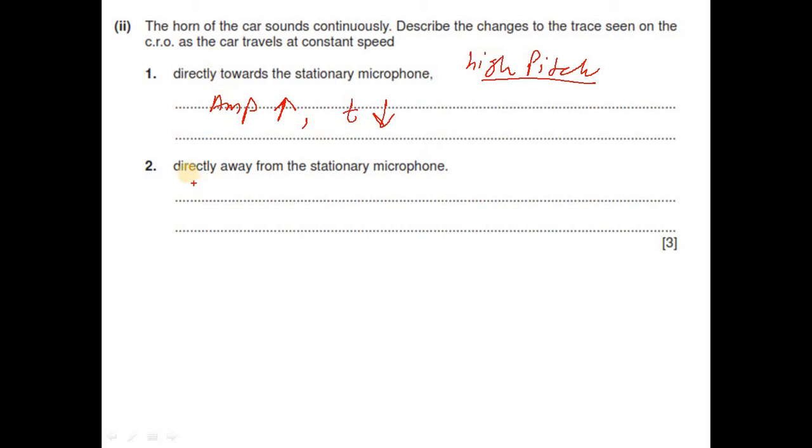And what if it is moving directly away from the stationary microphone? If it is moving away, then it will be receiving a low pitch sound, so the amplitude will decrease, and the time to receive the wave will increase.